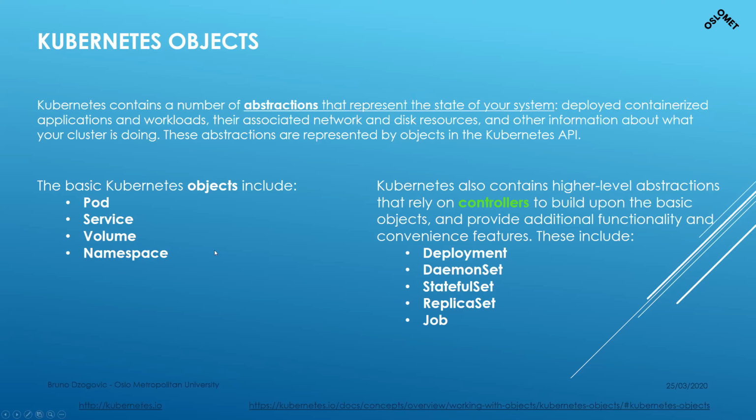But there are also higher level abstractions that rely on something called controllers to build upon the basic objects. Let's say you have a service. This service is comprised of different pods, but they will belong to one job. They will do one thing, and they will be one type of replica set. So this controller replica set, let's say, is going to be 2, and it's going to be for service A.